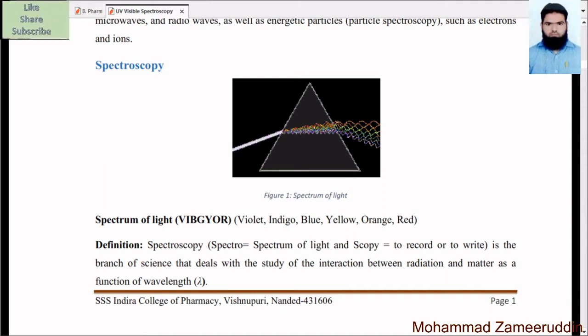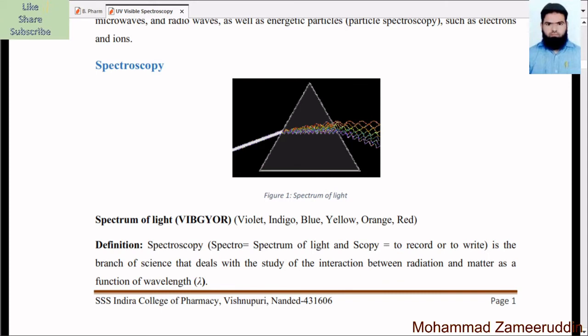Spectroscopy is the branch of science that deals with the study of interaction between radiation and matter as a function of wavelength. So here we have to study the interaction between radiation and matter. Now, what is matter? Matter may be anything which exists. It may be a drug solution, a drug powder, any solid substance, or it may be a gas also. So anything is called matter.